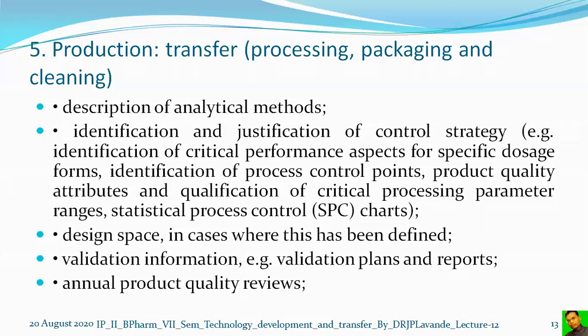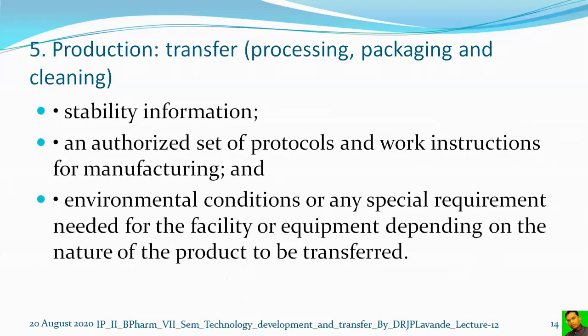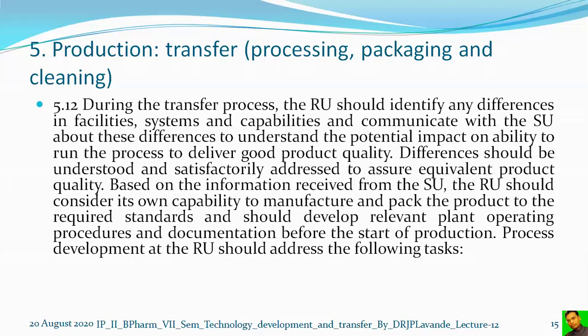Validation information, for example, validation plans and reports related with validation. The annual product quality reviews, stability information, an authorized set of protocols and work instructions for manufacturing and environmental conditions or any special requirement needed for the facility or equipment depending on the nature of the product to be transferred. So all these are the guidelines associated with the production transfer in 5.11.